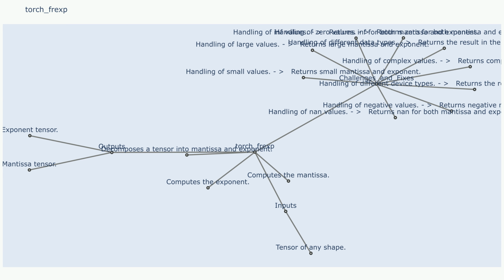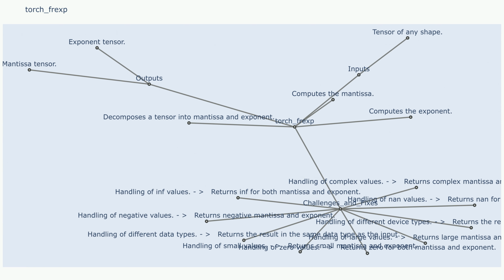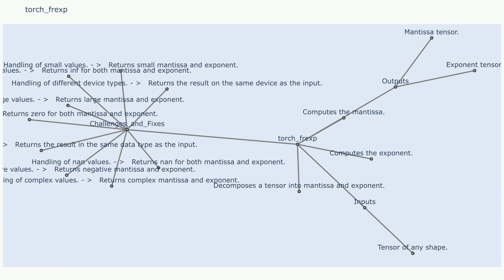Challenges and fixes. Challenge 1: input tensor containing 0 or NaN values. Sample use case: when the input tensor contains 0 or NaN (not a number) values, the torch.frexp function may produce unexpected results. Fixes: ensure that the input tensor contains valid floating point numbers before calling torch.frexp. If necessary, handle 0 and NaN values separately by replacing them with appropriate values or filtering them out.